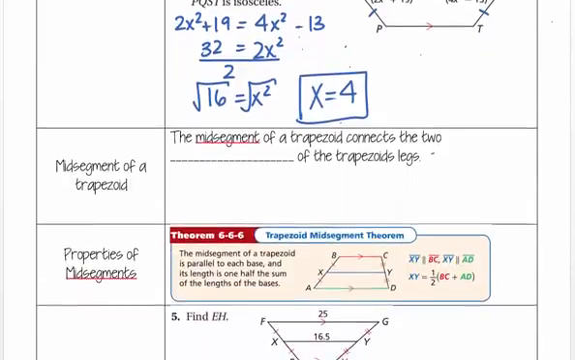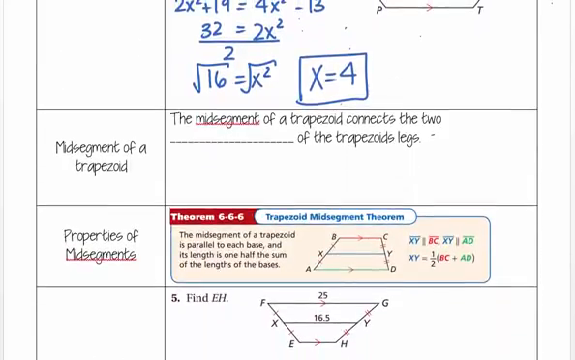The last thing we got to talk about is the mid-segment of a trapezoid. Think about that word. Mid means middle, and segment means part of a line. So the mid-segment of a trapezoid connects the two midpoints of the trapezoid's legs.